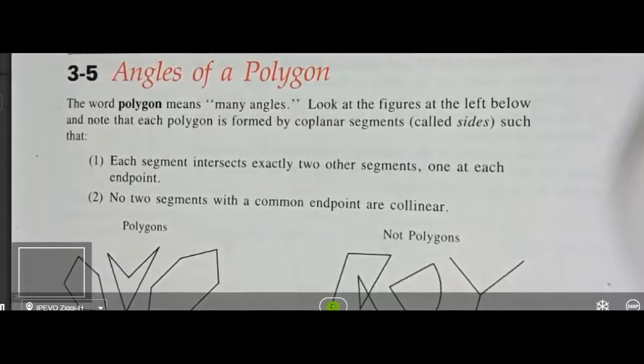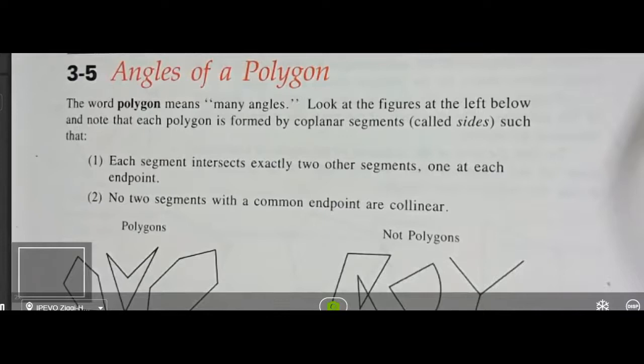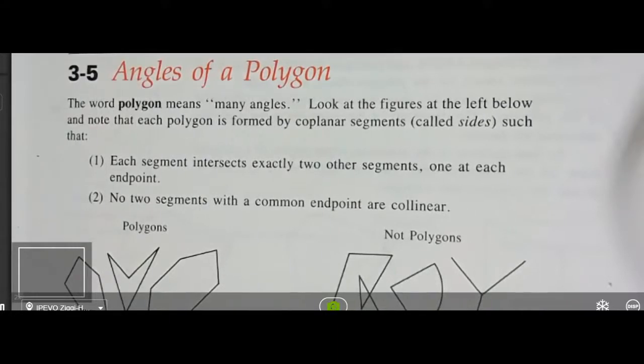Here, let's look at angles of a polygon. The word polygon means many angles. Poly means many, gon is angles. So a polygon is any closed figure that has coplanar segments. The sides of it have to be coplanar, and they have to intersect exactly two other segments, one at each end point.